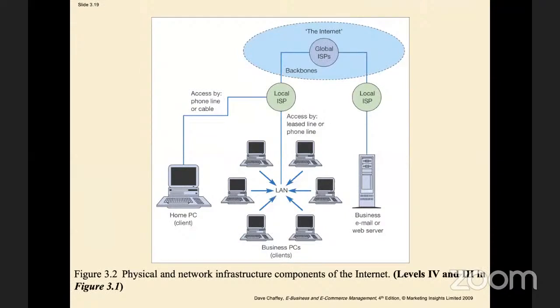Here is the diagram of the physical and network infrastructure components of the internet, that is level 4 and 3 in figure 3.1. So how is access by phone line or cable? It is home PCs and then business PCs. Different PCs are connected through a LAN and accessed by leased line or phone line, the local ISP, then the global ISP, the internet backbones, and then the local ISP, business email or web server. The web server is also connected to the global ISPs.